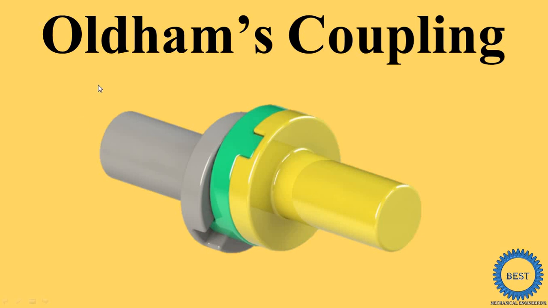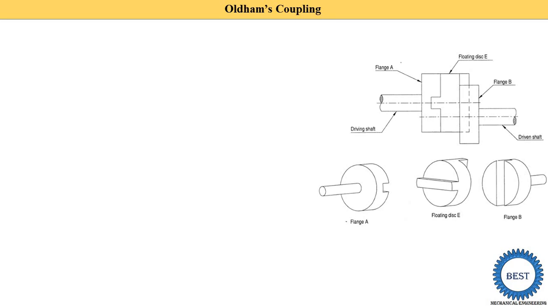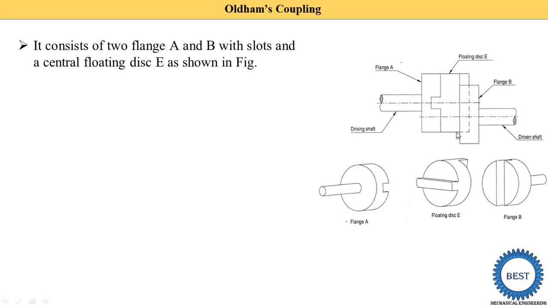In this video, I explain Oldham coupling. So here you see this is the diagram of Oldham coupling. It consists of flange A, flange B with a slot and central floating disc E as shown in the figures.